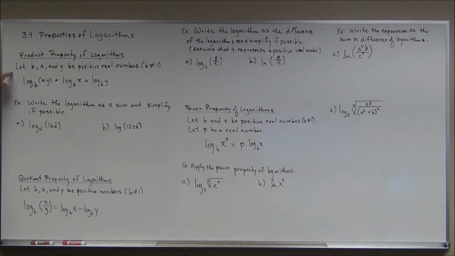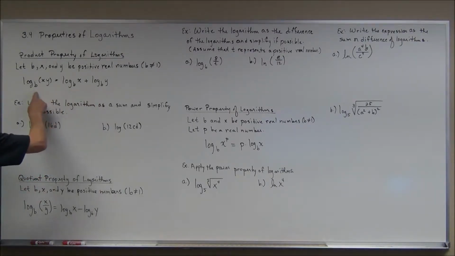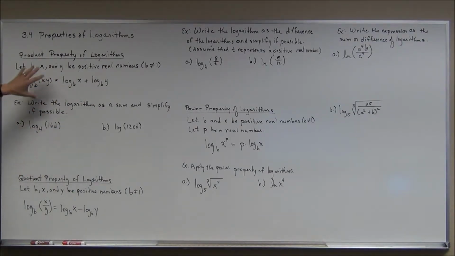The first one here, the product property of logarithms, says let b, x, and y be positive real numbers, b not equal to 1, and log base b of a product, x and y, is equal to the sum of the two logs, log base b of x plus log base b of y. And if you think about this in terms of exponents, when we are multiplying exponential expressions that have the same base, we add the exponents. So it goes right in line with that.